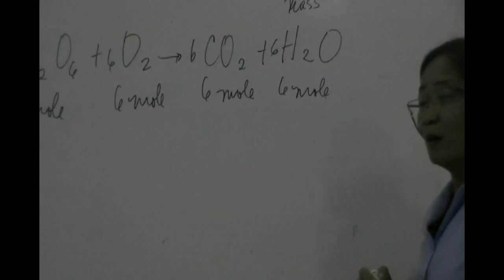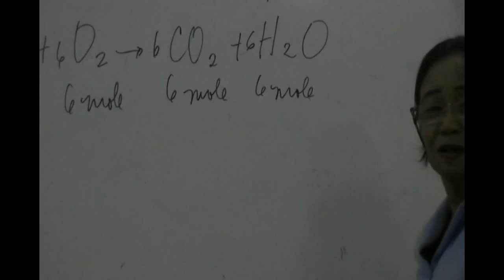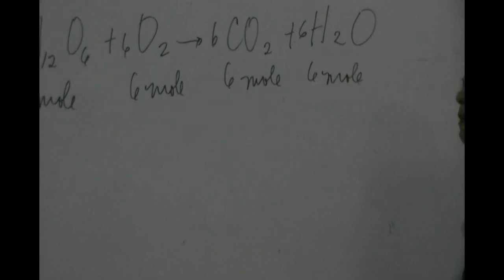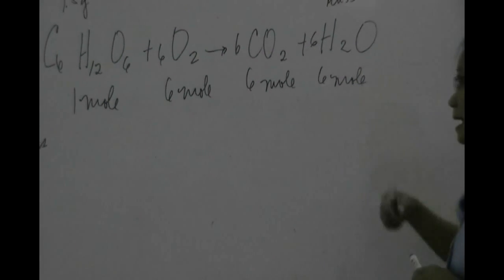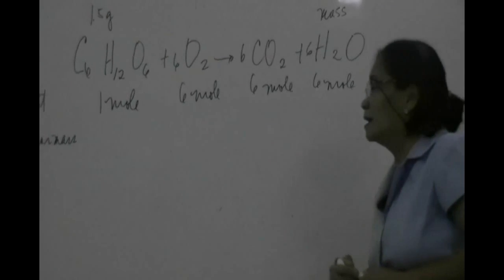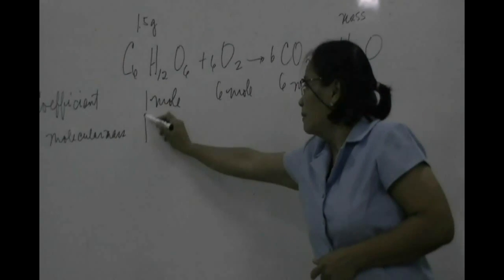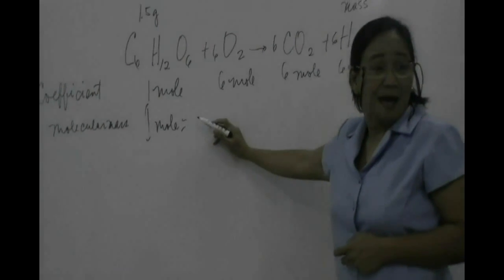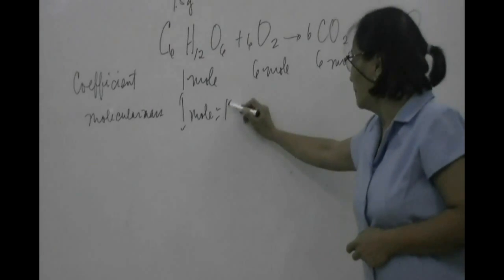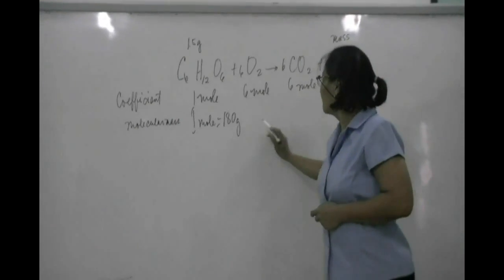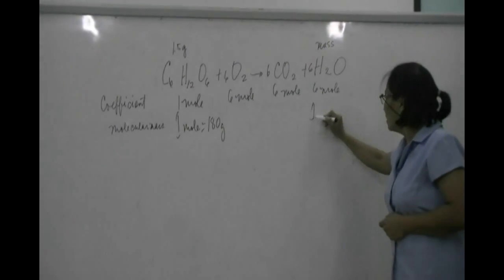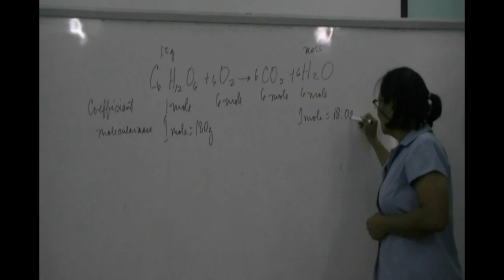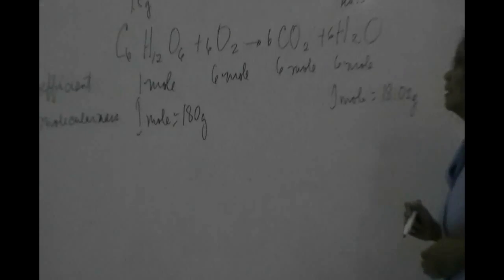moles of water. We need to consider the molecular mass of our reactant and product, of the given and the unknown. For the given glucose, per mole of glucose is actually 180 grams, and per mole of water is 18.02 grams.